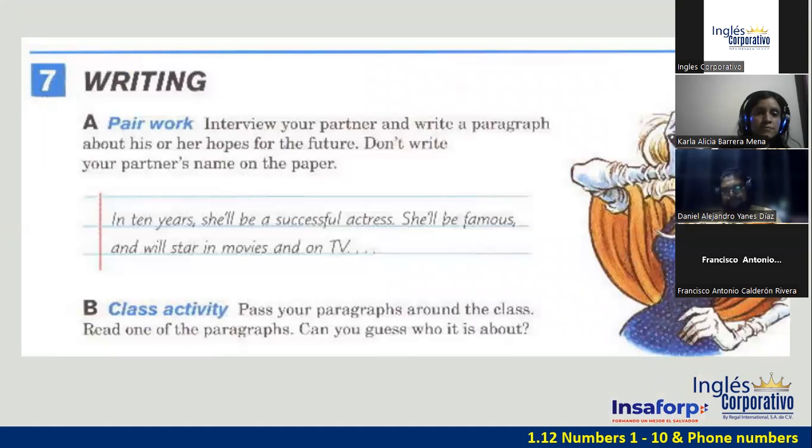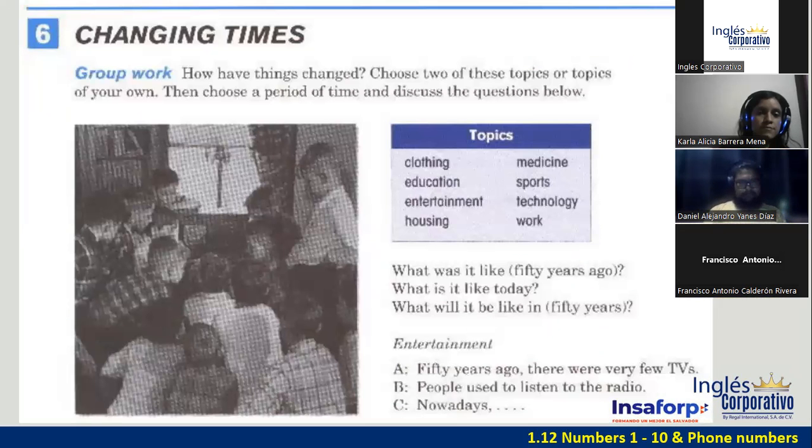And also this one, if you can do it, ¿verdad? Interview your partner and write a paragraph about his or her hopes in the future. Don't write your partner's name on the paper, okay? So you can talk to someone, right? And write down what this person would like to do in the future. ¿Cuáles son esos sueños y esas esperanzas que esa persona tiene en el futuro? Pero quizás me voy a quedar solo con este for tomorrow.